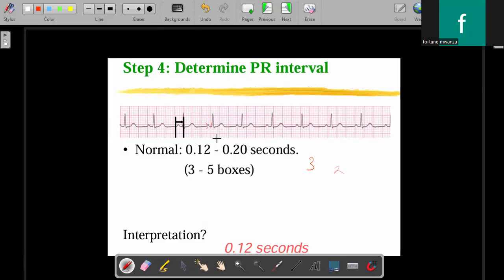If you have more than 5 boxes, your PRI interval is also not normal. So here, the counted number of boxes is 3: 1, 2, 3 boxes. Then you multiply by 0.04, which gives us 0.12 seconds. Then you can conclude that our ECG is normal there.